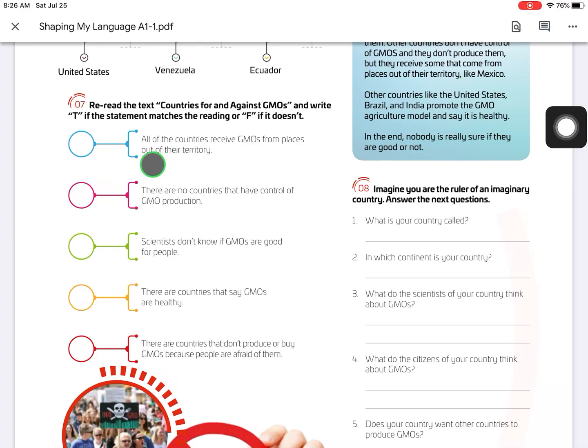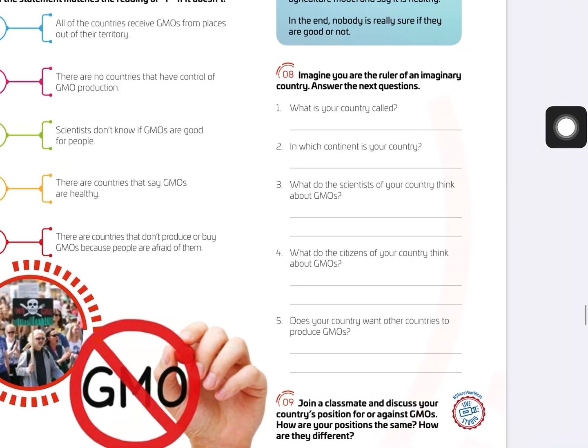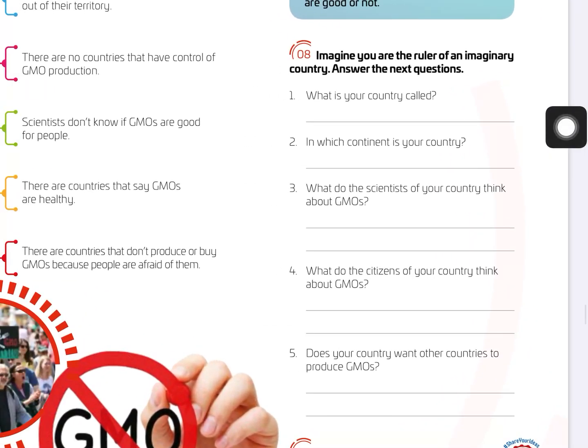So the first one, remember this. All of the countries receive GMOs from places out of the territory. There are no countries that have control of GMO production. Scientists don't know if GMOs are good for people. And there are countries that say GMOs are healthy. And the last one is, there are countries that don't produce or buy GMOs because people are afraid of them. Yes, perfect. Now you go then to point number 8.